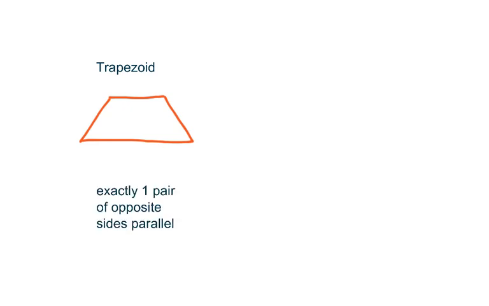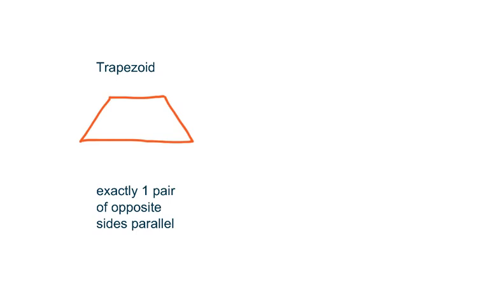A trapezoid, you may be familiar with, is a figure that looks like that. And the key to a trapezoid is the fact that it has exactly one pair of opposite sides that are parallel. Let's take a look at that.